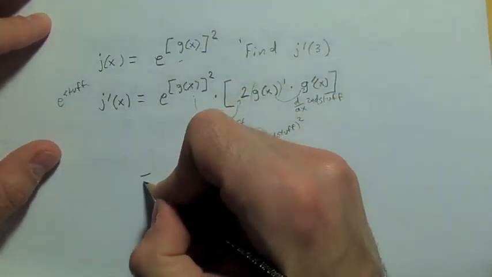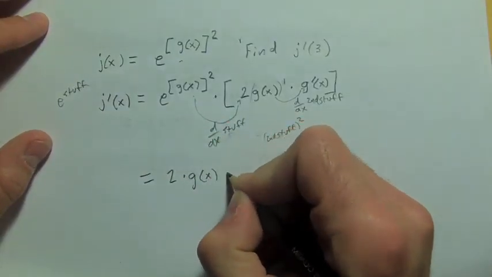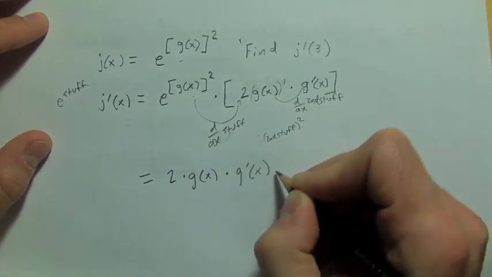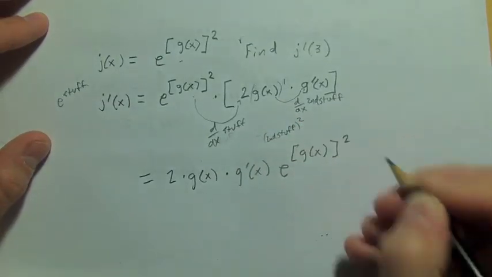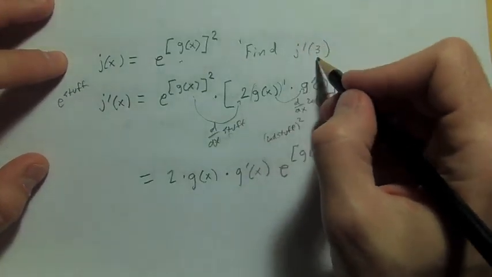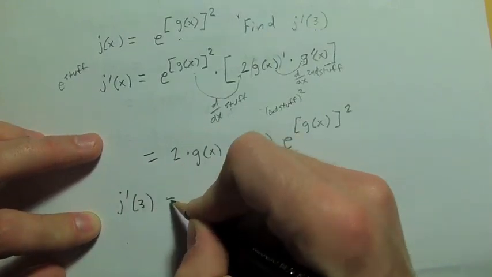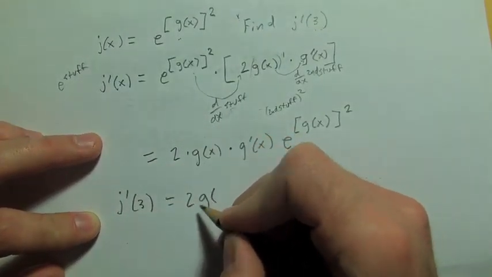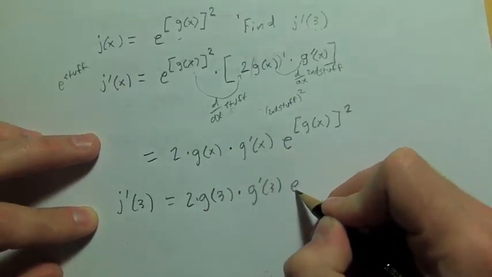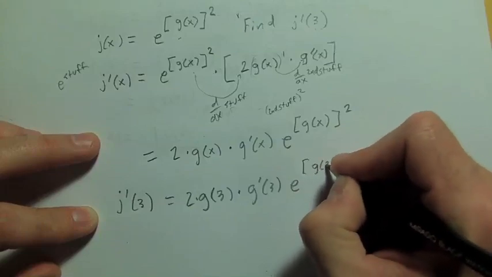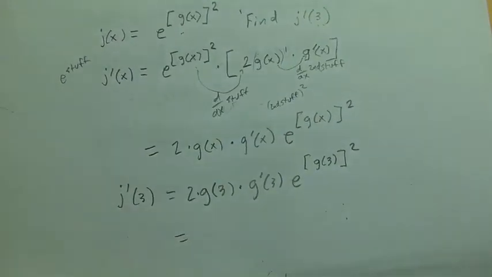Okay, so let me simplify this out a bit. This is going to be 2 times g of x times g prime of x times e to the g of x squared. And now I'm going to put in the 3. Right, so j prime of 3 is going to be 2 times g of 3 times g prime of 3 times e to the g of 3 squared. And we find all these values from the table.